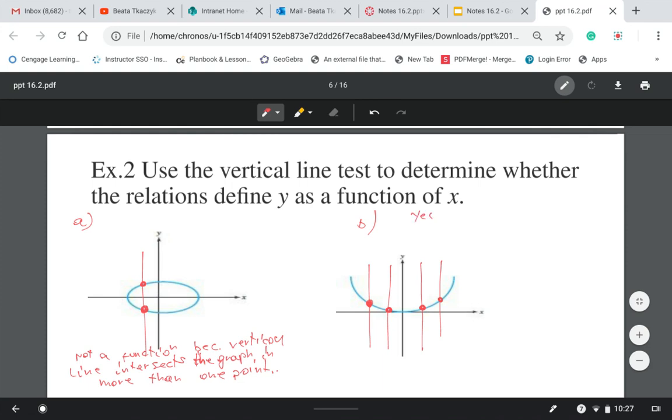So yes, it is a function, because the vertical line intersects the graph exactly, only, let's put it that way, only at one point.